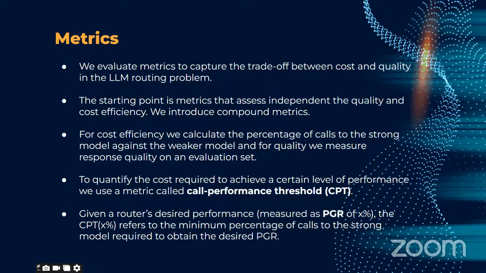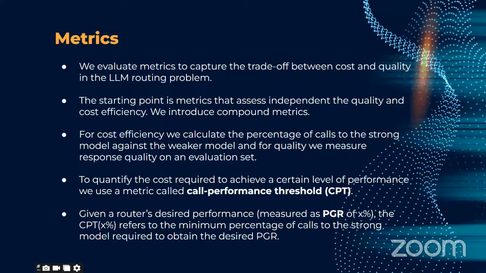Now, with metrics, we evaluate metrics to capture the trade-off between cost and quality in the LLM routing problem. The starting point is metrics that assess independently quality and cost efficiency. We introduce compound metrics such as, for cost efficiency, the percentage of calls to the strong model against the weaker model. And for quality, we measure response quality on an evaluation set. To quantify the cost required to achieve a certain level of performance, we use a metric called Call Performance Threshold, CPT.